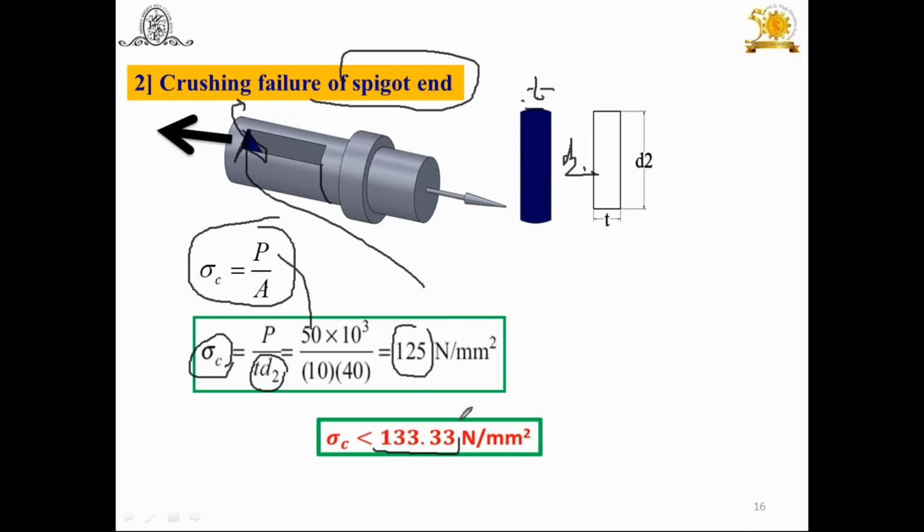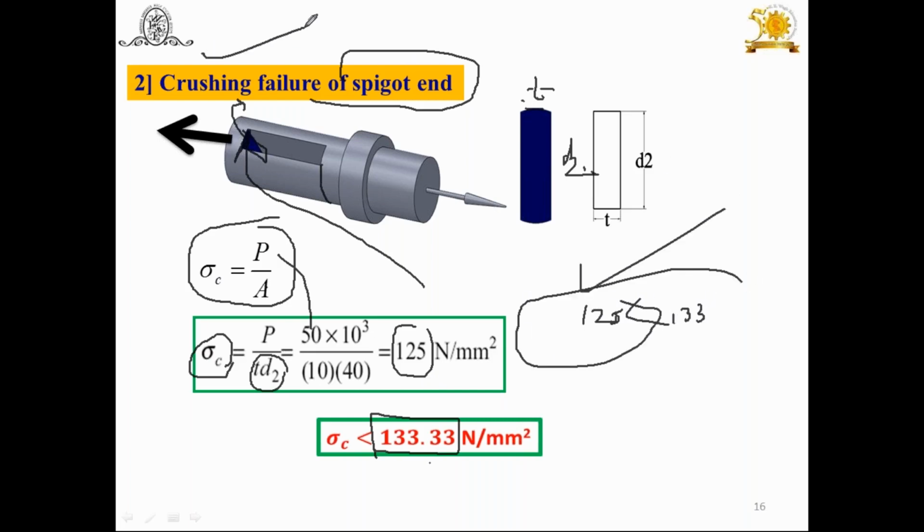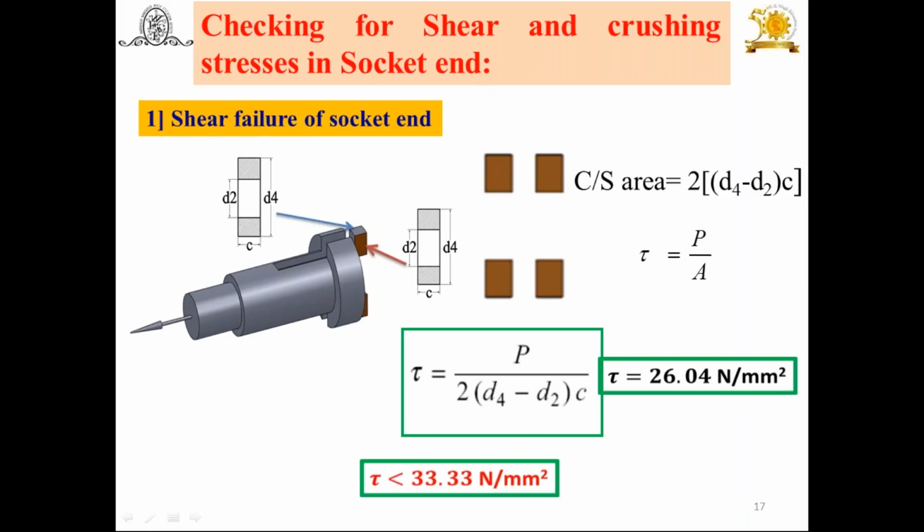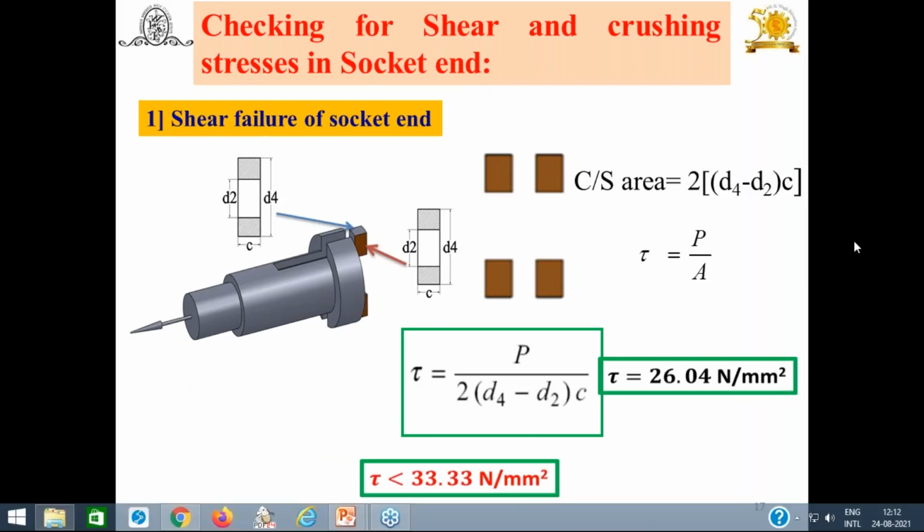But on the earlier first slide, you know very well, the permissible crushing stress, how much? 133. The 125 is less than 133. That means it is also safe against the crushing. The spigot is also safe against crushing. Similarly, you can apply both the equations for the socket. Now let us see for the socket.